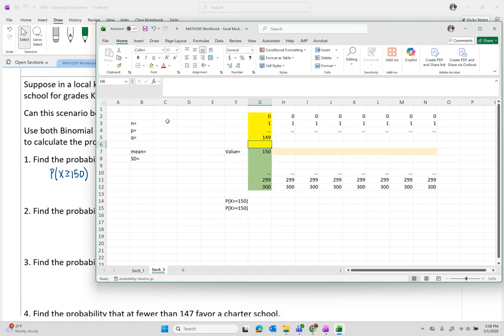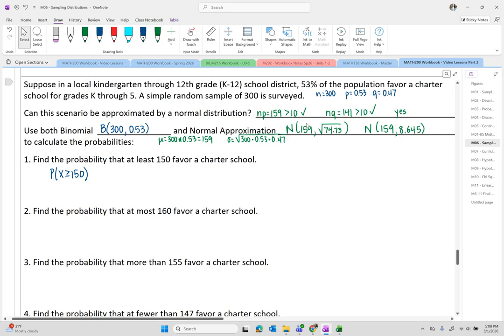So let's write here our values. We have n equal to 300, we have p equal to 0.53, we have q equal to 1 minus p, the mean equals n times p, and the standard deviation equals the square root of n times p times q. And correctly, you can see it is approximately 8.645 as I calculated in my calculator, and the mean is 159. So my numbers over here are correct.